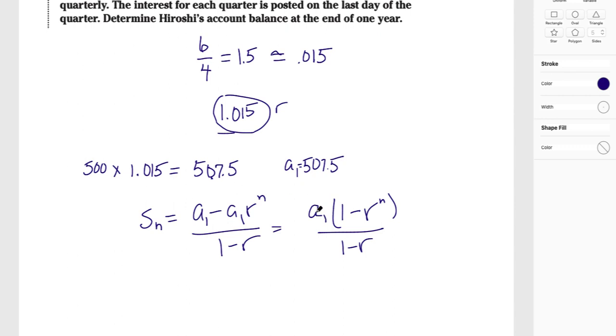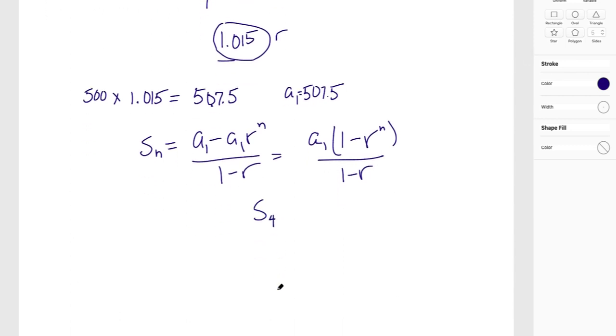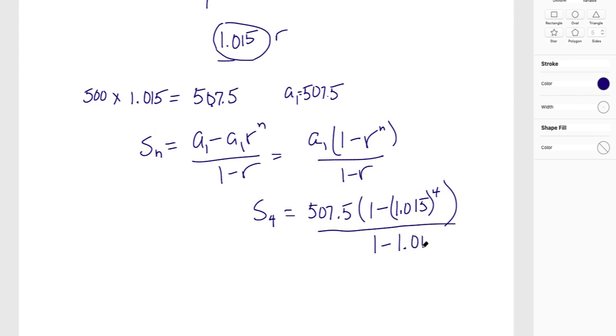And our a sub 1 is 507.5, and we know we're looking for s sub 4 because we're going to be adding up what happens at the end of those 4 quarters. So s sub 4 is equal to, let's go ahead and put it down, 507.5 times 1 minus r to the n power, which is going to be 1.015 to the 4th, all of that over 1 minus 1.015. All right, making sure you have everything correct.